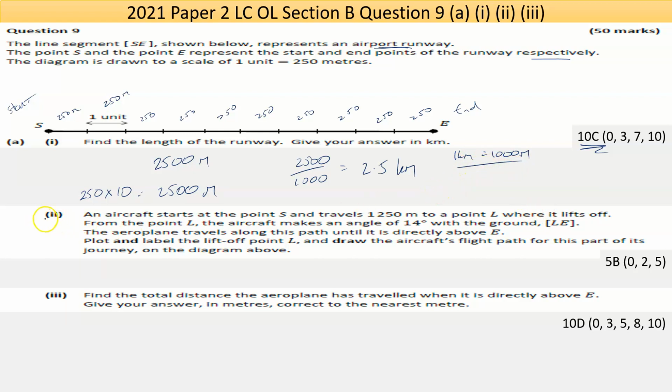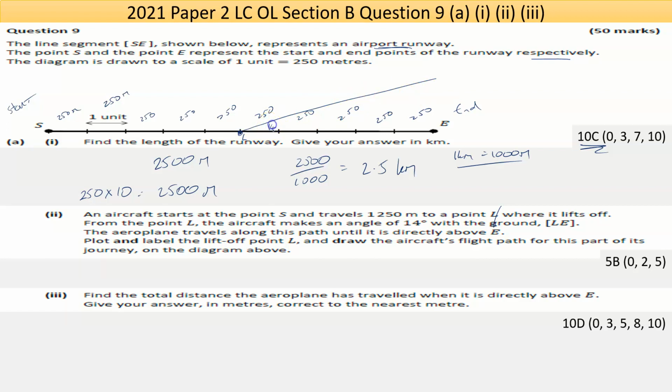Now part A, part 2 says an aircraft starts at the point S and travels 1250 meters to a point L. So it travels 250, 500, 750, 1000, 1250. It travels as far as there, and then it takes off, where it lifts off. From the point L, the aircraft makes an angle of 14 degrees with the ground. So if that's L, it's making an angle here. I've made an awful lot of mess on the diagram, but let's work with it. I'm going to use a ruler and draw a line. I don't actually have to measure it.